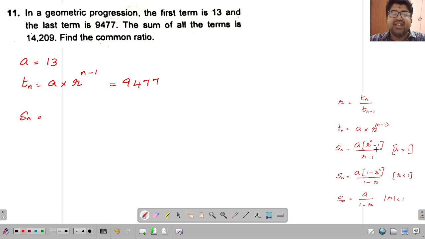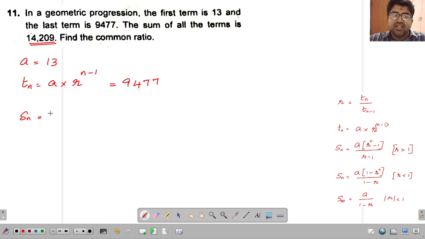assuming that r is greater than 1. Assuming that it is greater than 1, because the sum of all the terms given here is 14209, I can definitely consider that it's an increasing trend I observe here. So the common ratio has to be greater than 1. Had it been the other way around, you can see the last term is going to be less than 13, right? So I'm just considering that in this particular case the r value is greater than 1.